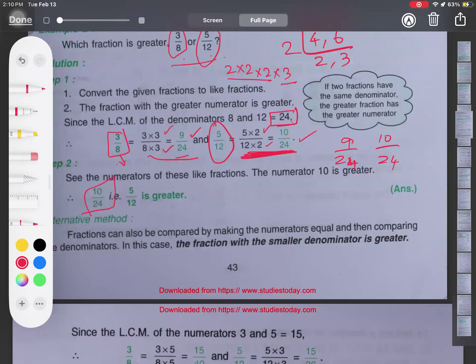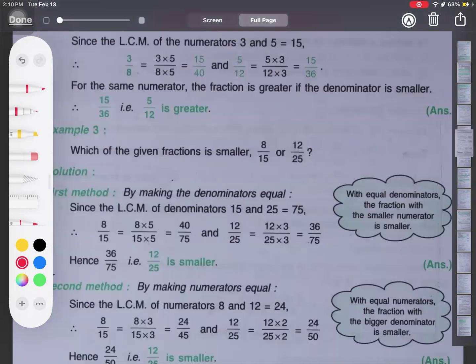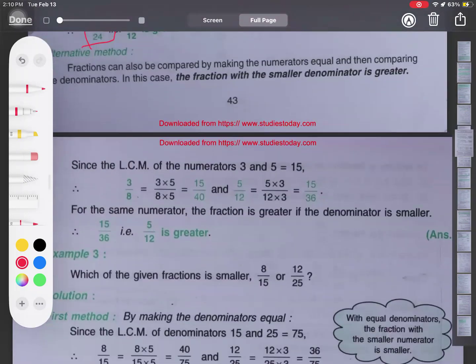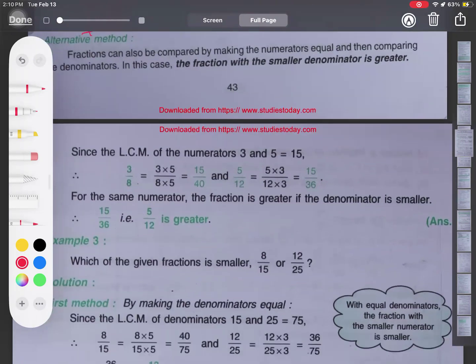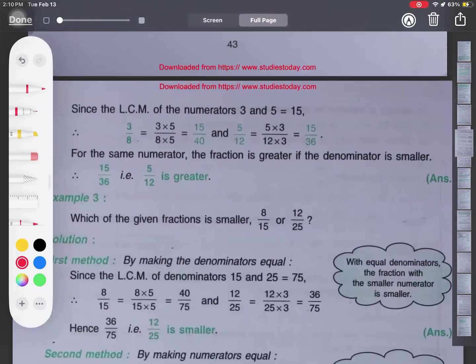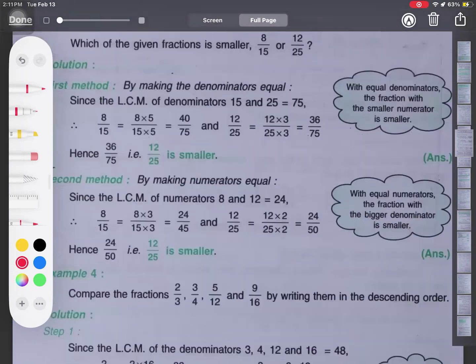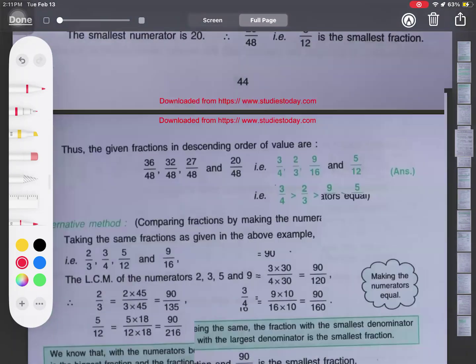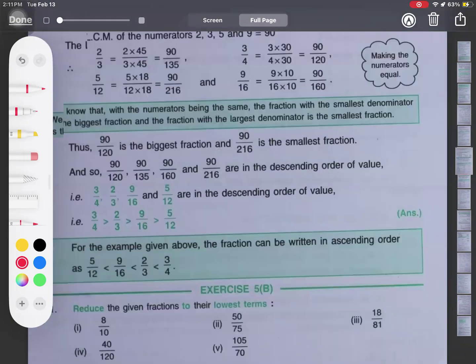For that, what is the procedure? First, do the LCM. After finding the LCM, you need to do all these procedures, multiply the numbers and then write the answers. So LCM is very important. Is it clear? And then find which one is smaller and which one is greater. So do all these examples.